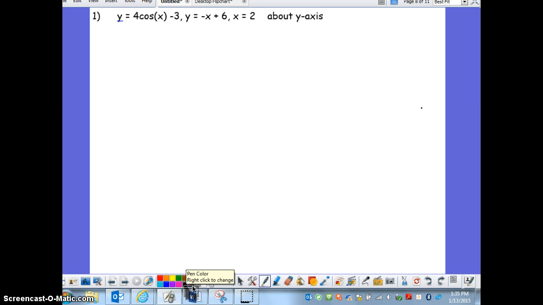So the first one is a cosine graph. There's a linear equation, and then there's the x is equal to 2, which is really going to end up being one of our bounds. So the first thing I'm going to do is go through and graph this.